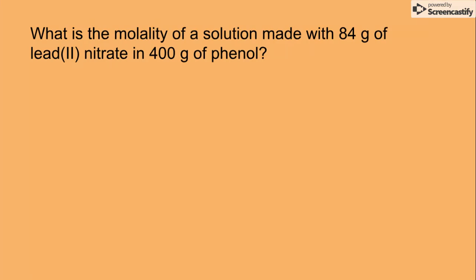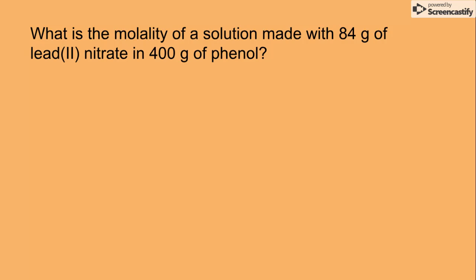The other way you'd work it out is if you're trying to find the molality. Let's say in this case, we're looking for what is the molality if we have 84 grams of lead 2 nitrate in 400 grams of phenol. So in this case, one thing that's a little bit trickier maybe here than it was with the molarity is that both of the numbers we're given to start with here are in grams.